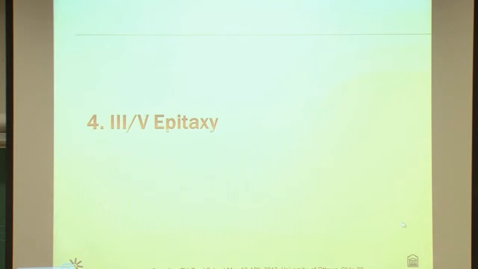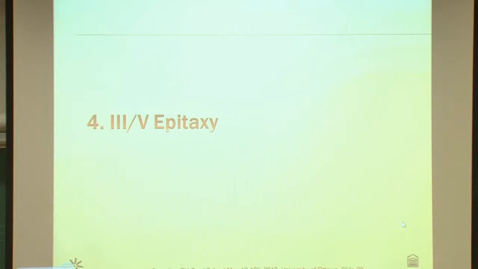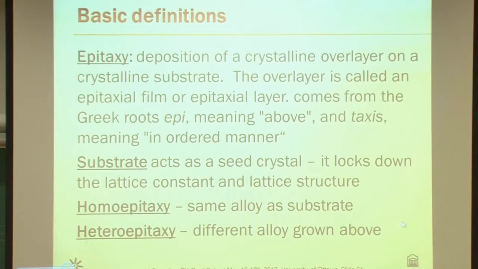Okay, a little segue onto how we're going to make this layer structure, which has many, many different alloys all stacked together that have to be well controlled in terms of their doping and in terms of their layer thicknesses. And this is called epitaxy. So epitaxy is defined as the deposition of a crystalline overlayer on a crystalline substrate. And we call that overlayer an epitaxial film or an epitaxial layer. And it comes from the Greek root epi, which means above, and taxis, which means in an ordered manner.